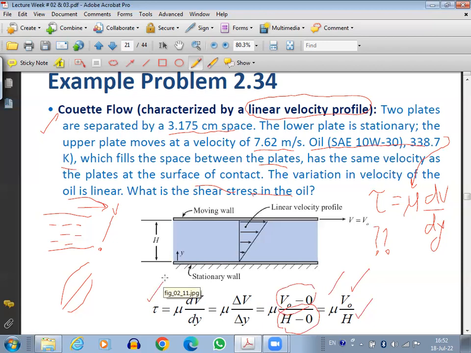Is it clear? Question is not solved here, but you can solve it yourself, just putting the values.